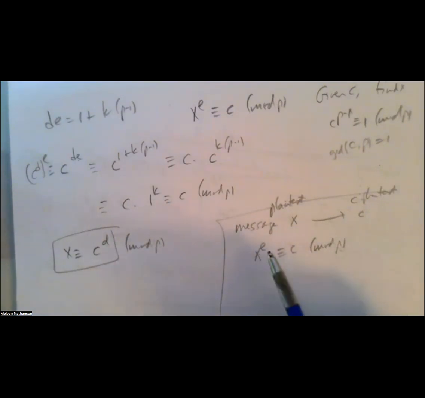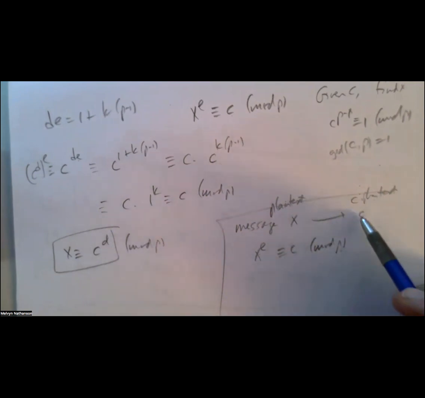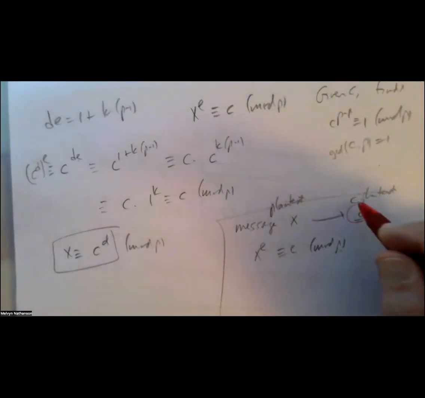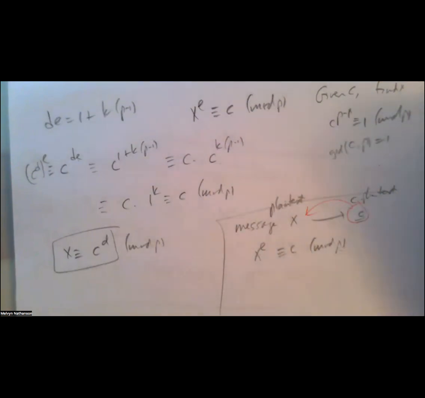So if this were the basis of a crypto system, you would give the world the prime number p and the exponent e, and say we encrypt a message x by taking x to the e, reducing it mod p, and sending the number c. So this is the ciphertext. And then we want to reverse this. The decryption process is, given c, how do you get back to x?